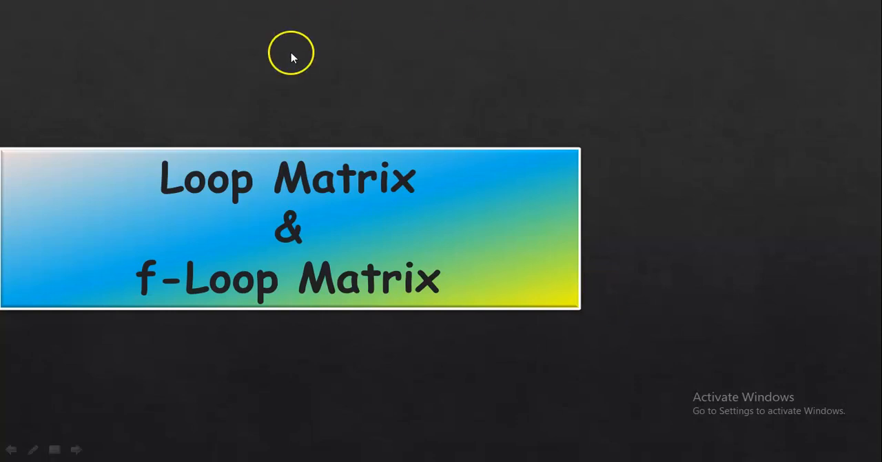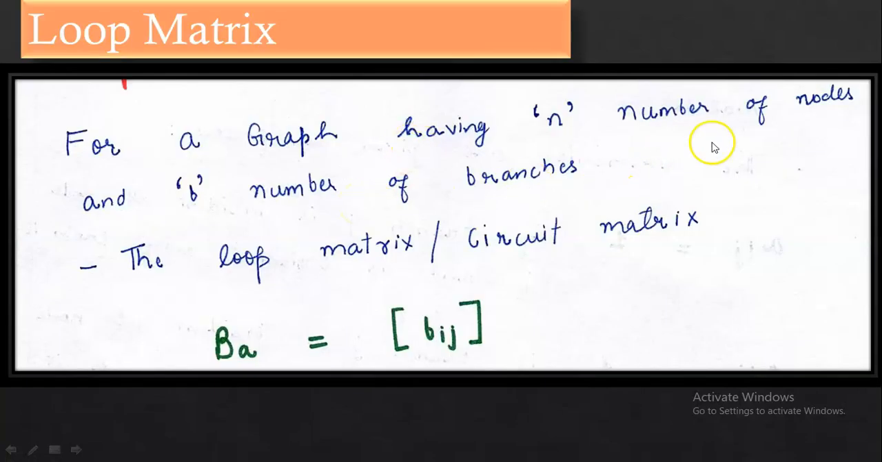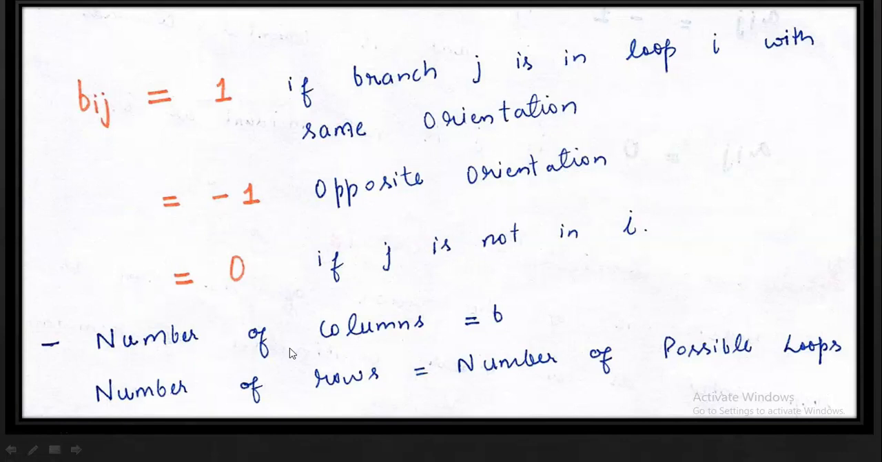Now loop matrix. For a graph having n number of nodes and b number of branches, the loop matrix or circuit matrix is given as B equal to [Bij]. The component Bij is equal to 1 if branch j is in loop i with the same orientation, otherwise if it is in opposite orientation it is -1, and it is equal to 0 if j is not in i. Now the number of columns is equal to b, and the number of rows is equal to the number of possible loops.